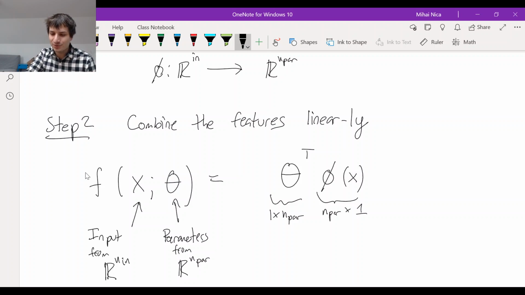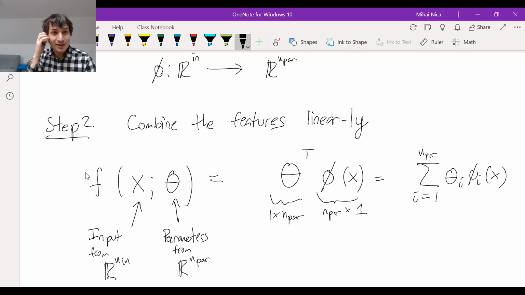This is just an inner product. So another way to write this is like this. The sum from i equals 1 to n_par of theta_i, the ith parameter, times phi_i of x, the ith feature. So you combine them linearly and get an output.